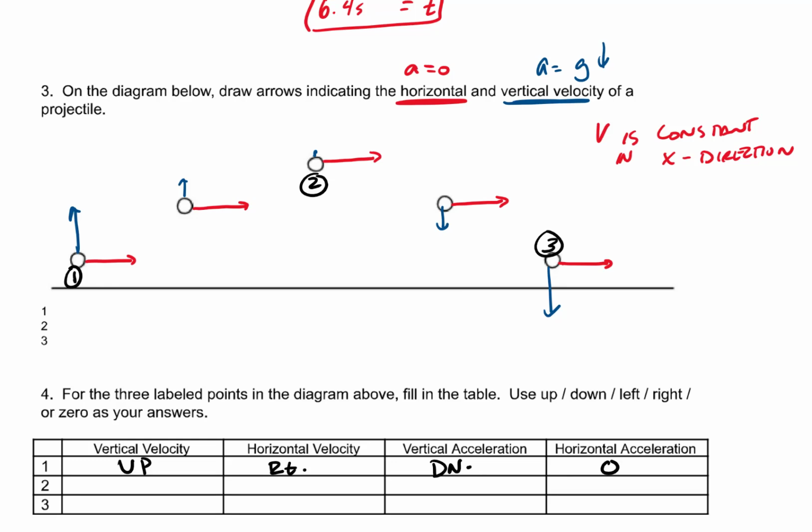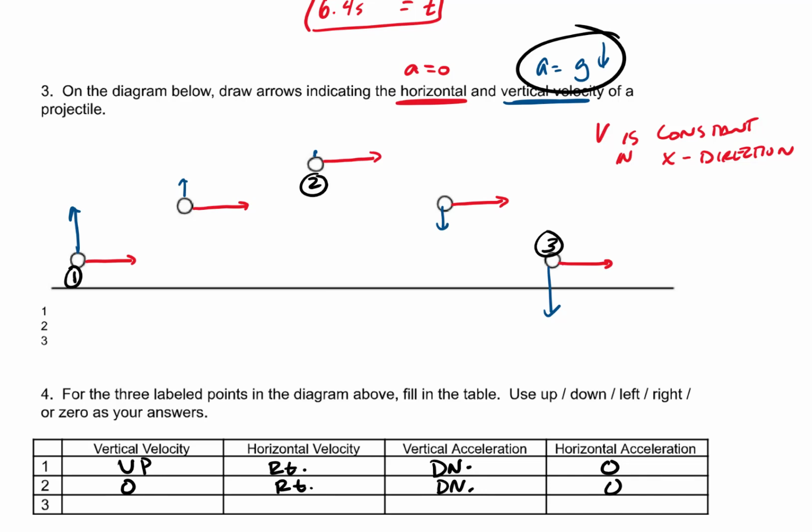For point 2, the vertical velocity is 0 because we're at the very top. The horizontal velocity is to the right, it hasn't changed. The vertical acceleration is down because the vertical acceleration is always going to be g down. Gravity never stops pulling on our object. And the horizontal acceleration is always 0.